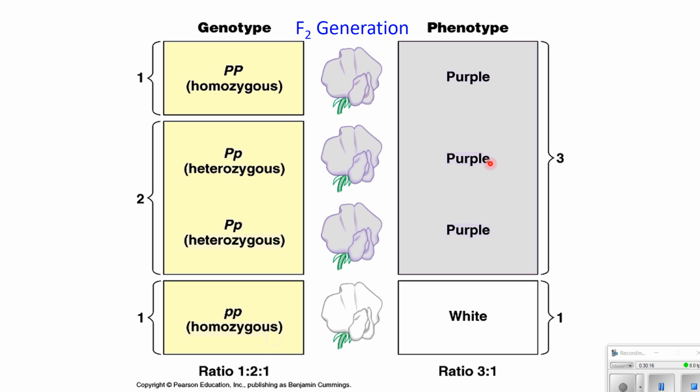Again, it's a 3-to-1 ratio because 3/4 of the offspring had purple flowers, and you can see there's a couple different ways. It could be homozygous purple, or it could be heterozygous purple, and then only 1 out of 4 had white flowers. And of course, the only way a plant can have white flowers is it has to be homozygous, little p, little p.